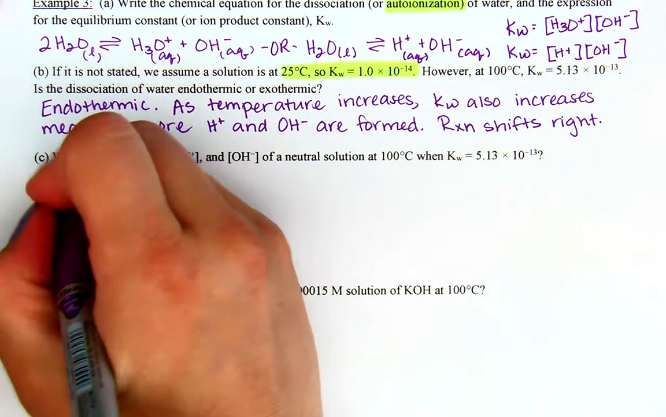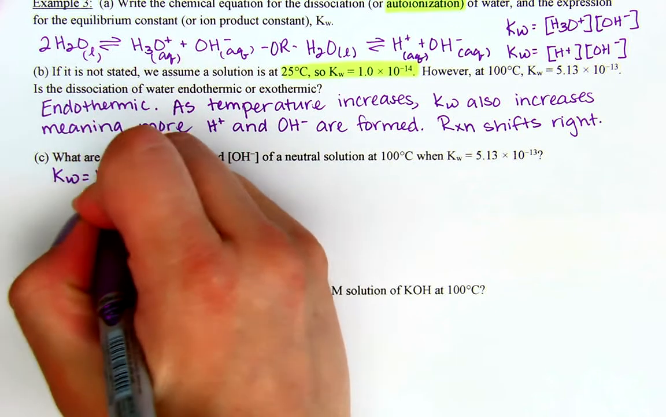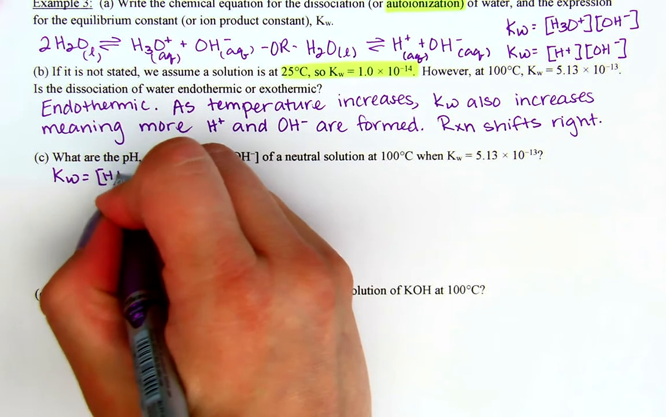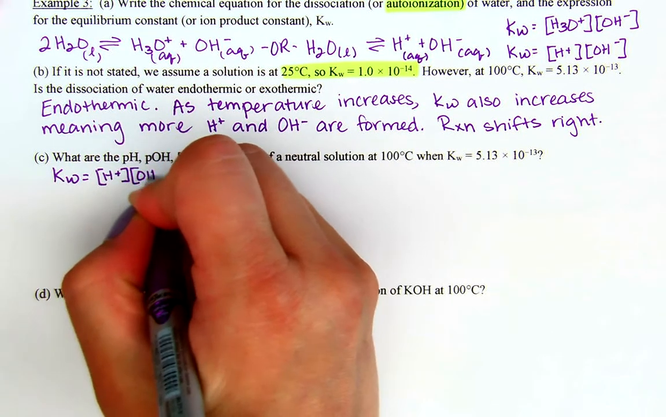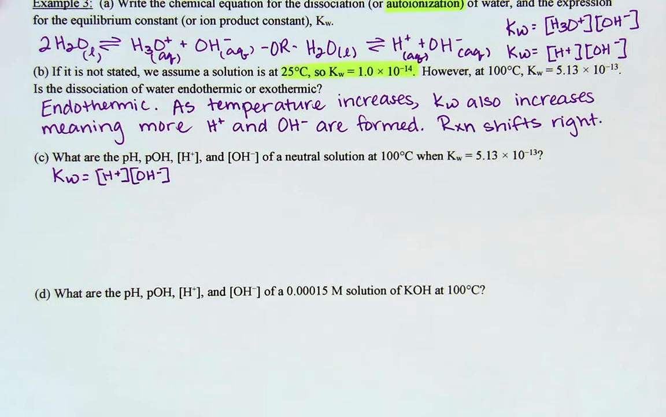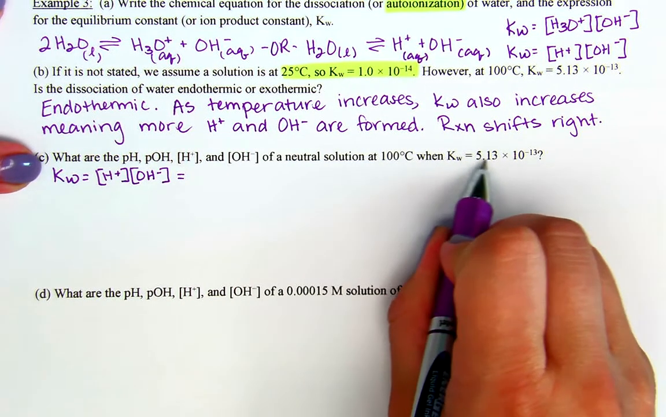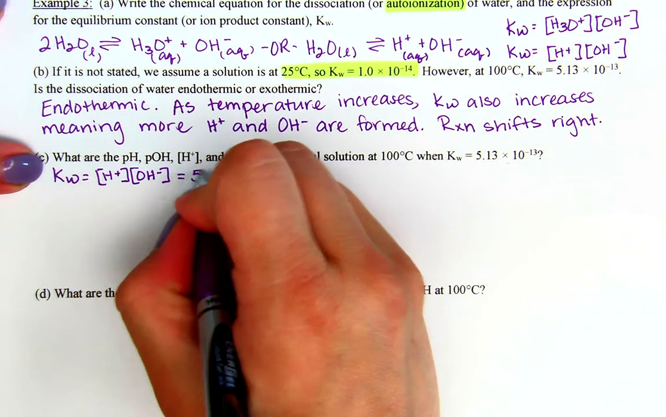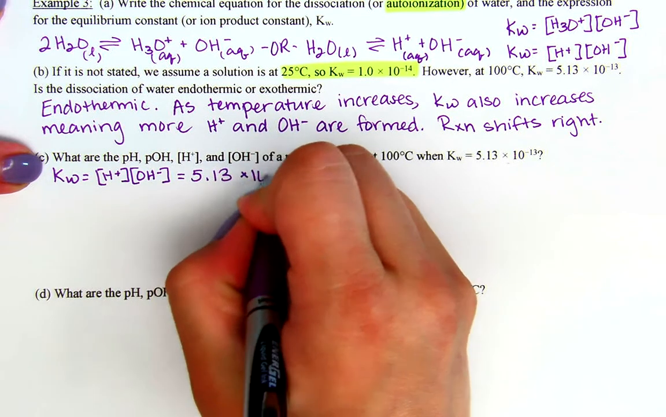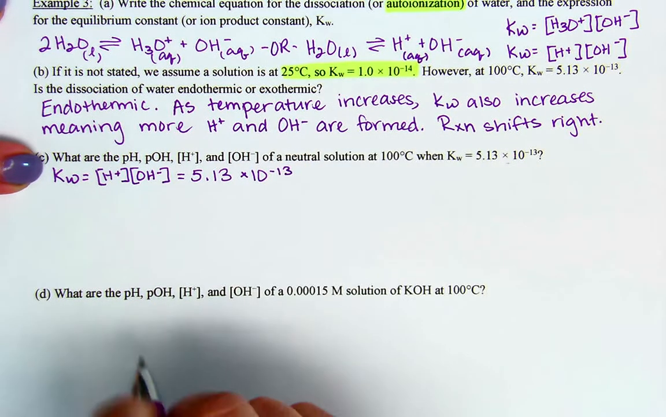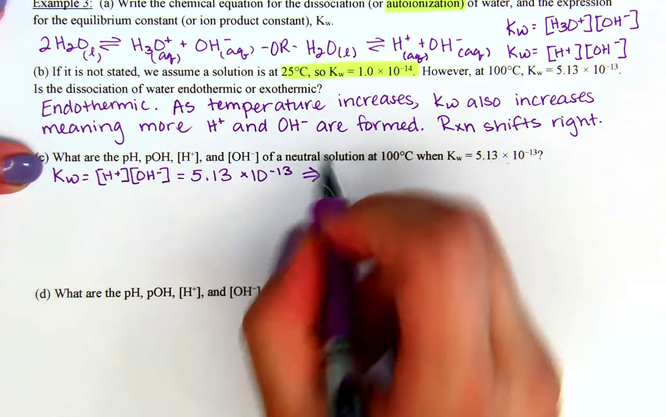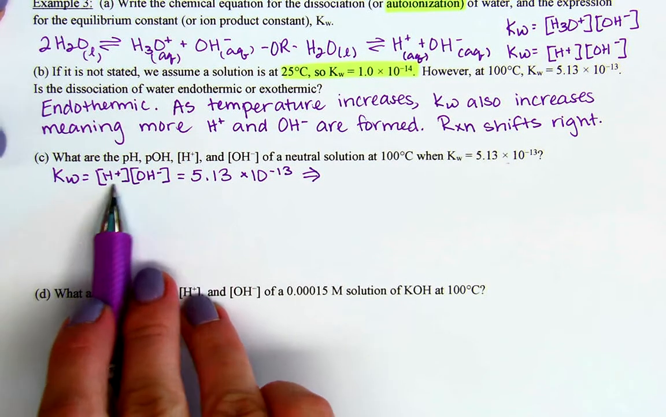First we know that Kw is equal to the concentration of H plus times OH minus. That's the definition of Kw. And here we know that Kw is equal to 5.13 times 10 to the negative 13. Alright, so rewriting this, these are going to be equal to each other.